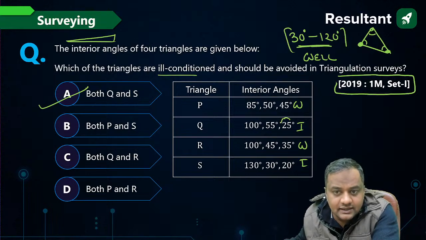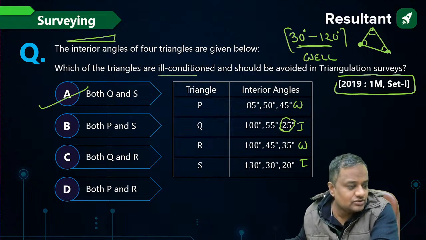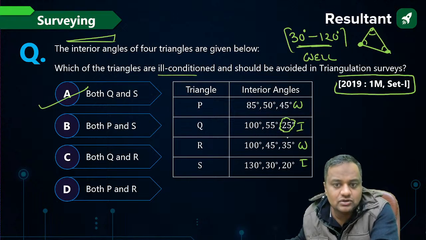Because this is less than 30. Not just one angle, any of the angles should not be less than 30. Here it is less than 30.